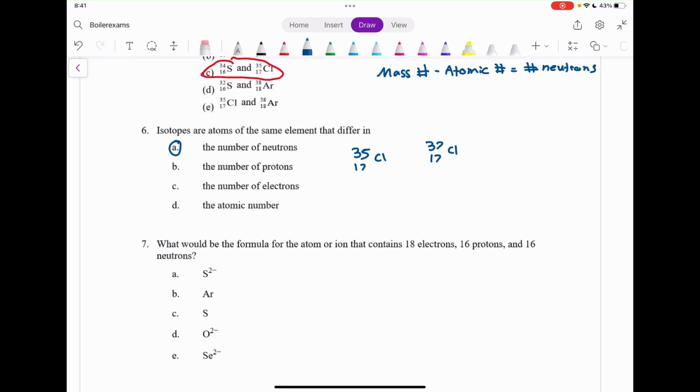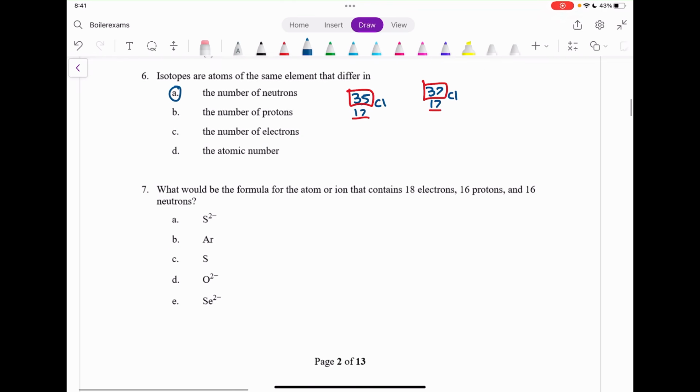These both exist and they're both stable, and because they're both chlorine, they have the same atomic number, but they have different mass numbers, and hence they have a different number of neutrons. So that's just kind of the definition of what an isotope is.